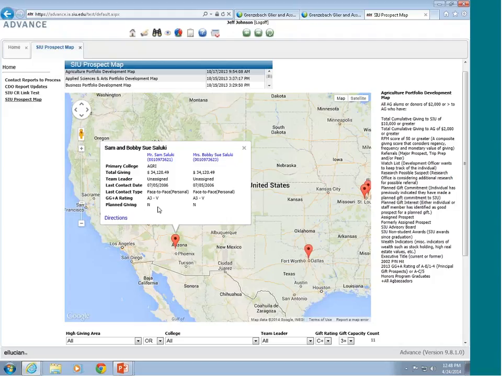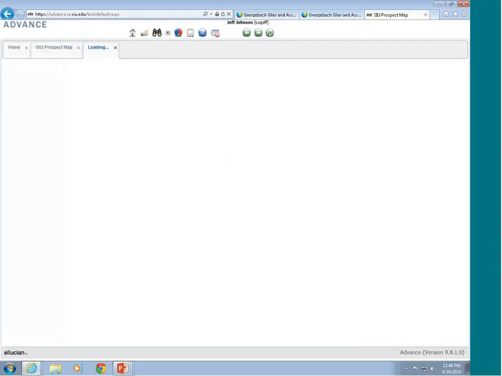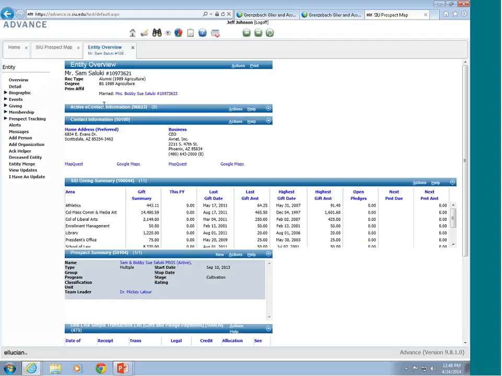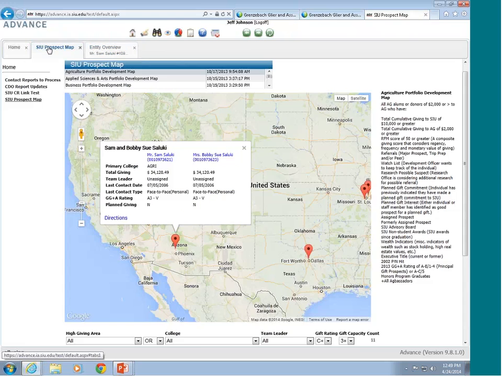So what they can do is click on these entities, and it opens up a new application tab that will bring up their overview. I've had enough idle time here that it takes a little bit of time to bring it back up. But anyway, this gets down into the details of their giving and such, and their address info and how to contact them and all that. But you haven't navigated away from your map, so you still have your workspace here.